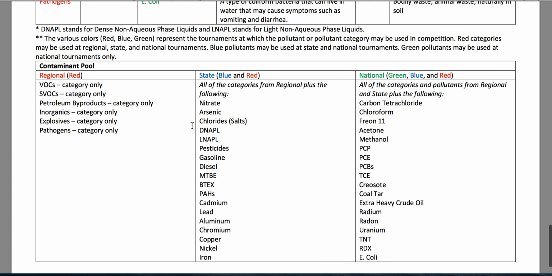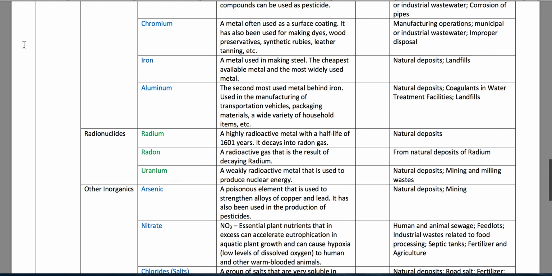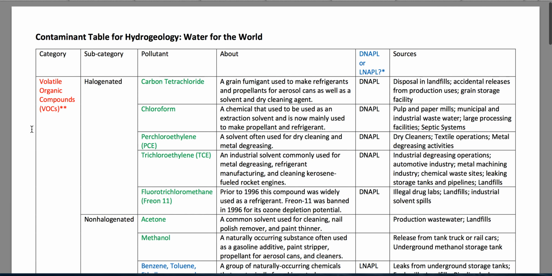But the good thing is that if you scroll all the way down, it actually says which specific contaminants and parts you're actually going to need to memorize for each of your tournaments. So don't feel too overwhelmed by the size of this chart, but you should still know the majority of, or a good amount of, the chart.